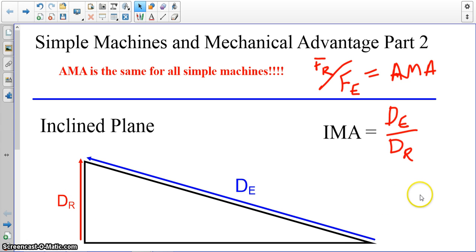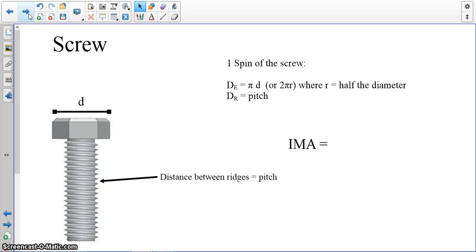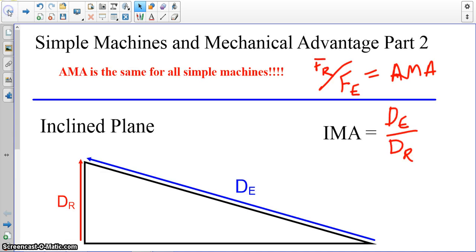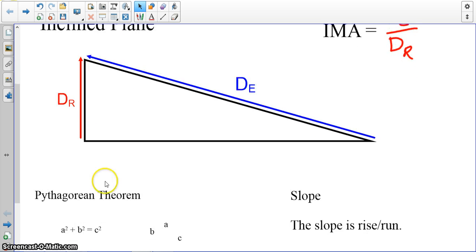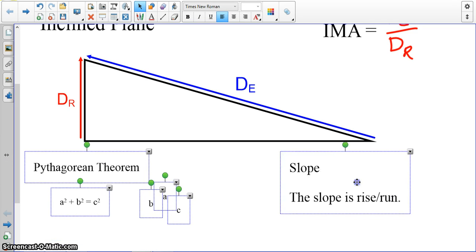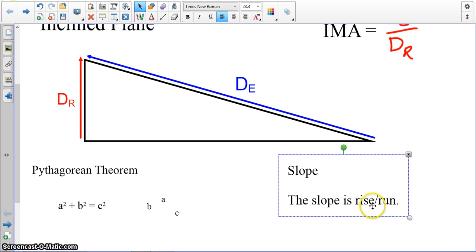And even though an incline plane is just a triangle, so it's seemingly a lot less complicated than, well, the wedge is pretty straightforward, but the screw seems much more complicated, so we'll talk about that soon. It's actually got a little bit of this and that to figure out what DE and DR are sometimes. And really the two things that might come into play, and when I say that, they definitely will come into play in the activity problem for incline plane, are the Pythagorean theorem and slope. Slope is rise over run.